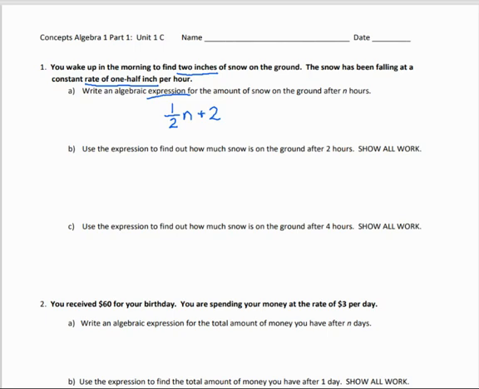So once we have our expression, part B says, let's use that expression to figure out after 2 hours how much snow is on the ground. So does anyone have an idea of what we're going to do to determine that? Participation is good. It's okay if you're wrong, right? Participating is helpful though. What do you think we're going to do? It says use our above expression for 2 hours. And if you're at home, just unmute yourself.